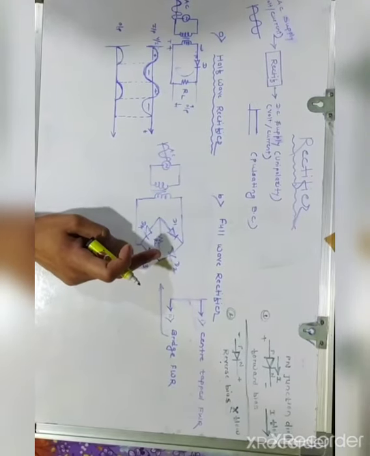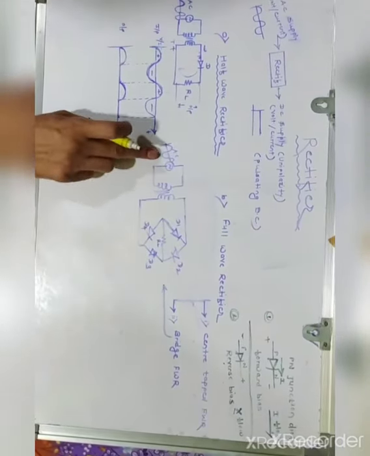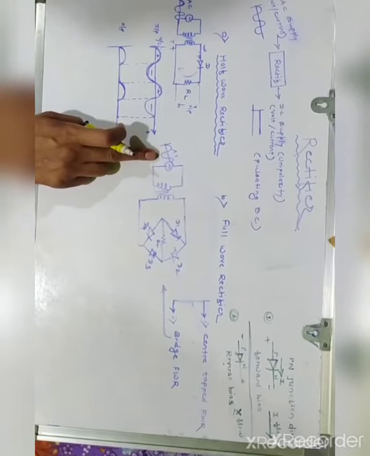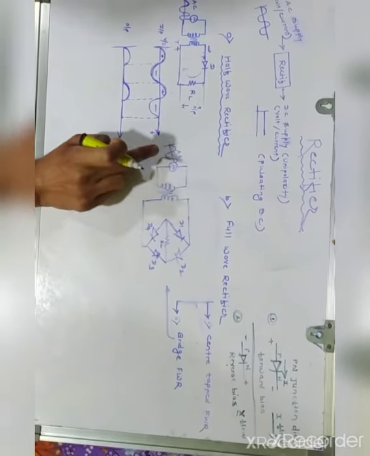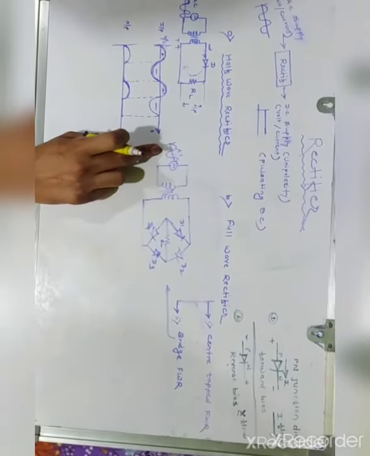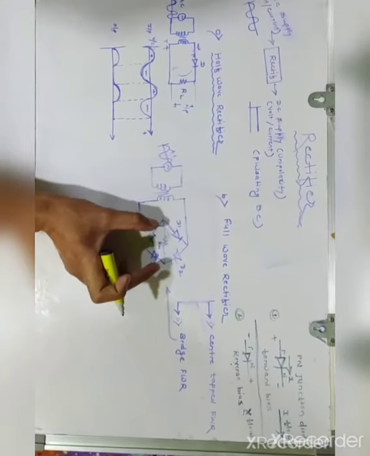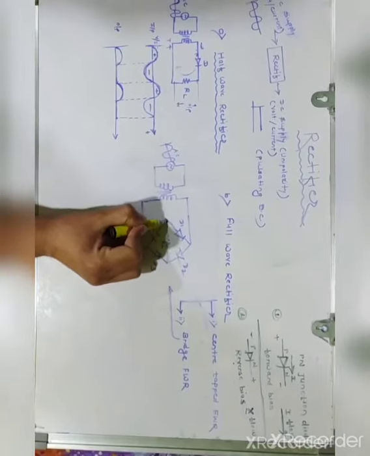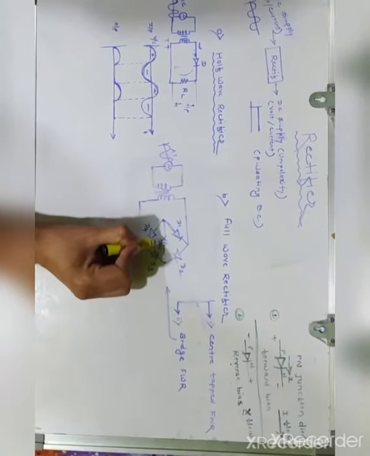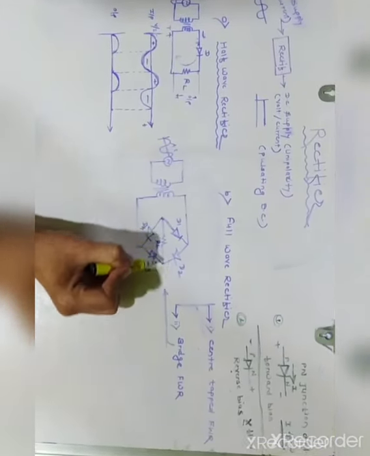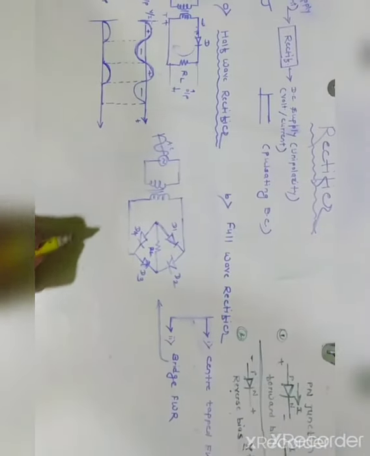Now the AC supply is given. The rectified output means we are converting AC into DC. That is the rectification process. Here the rectified output is given across the load resistance RL. Now, how does it work?